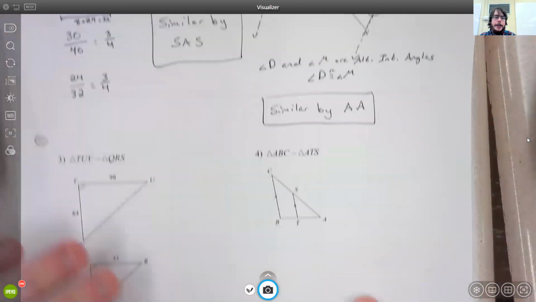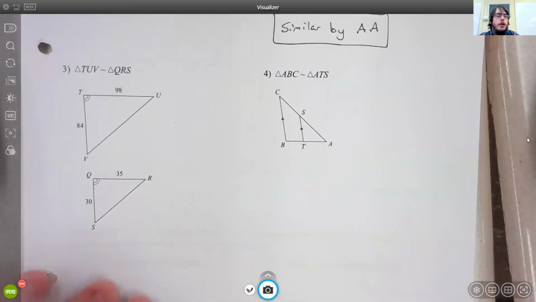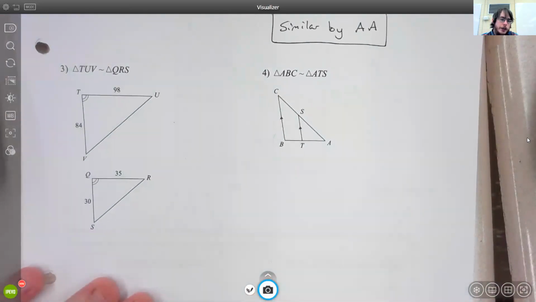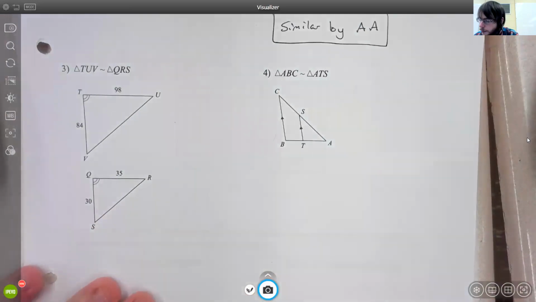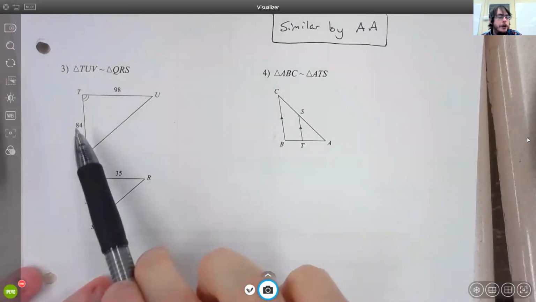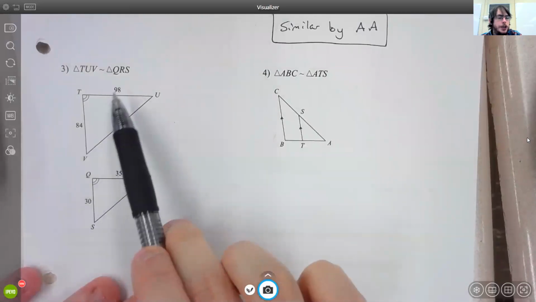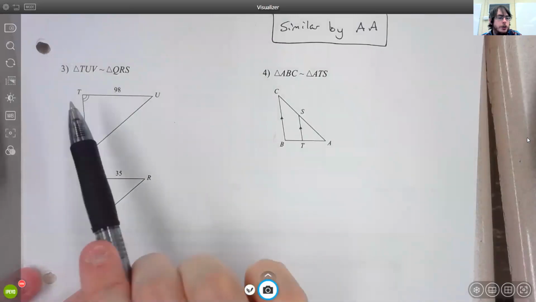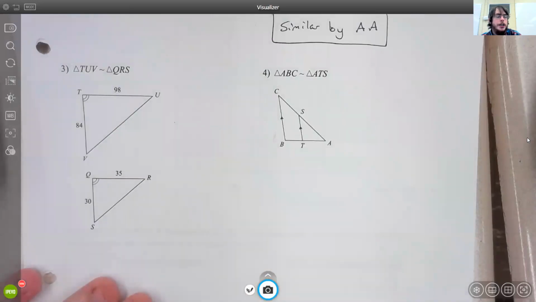All right, number 3. This similarity statement is just to help you determine the corresponding parts. So just because it's there doesn't mean that they're similar. So let's look at what we have here. In our diagram, we have two sides on both the triangles, and we have an angle that's between those two sides. So if these two triangles are similar, we're going to be looking at using SAS.